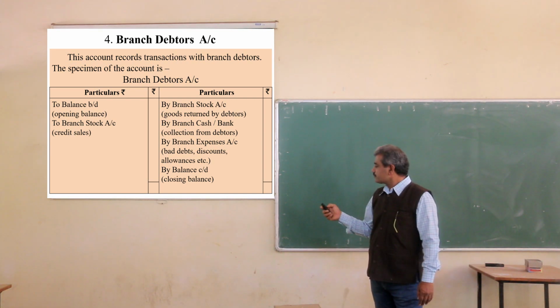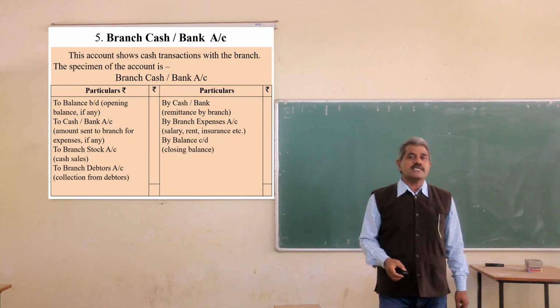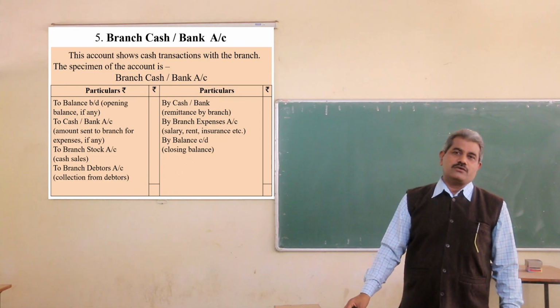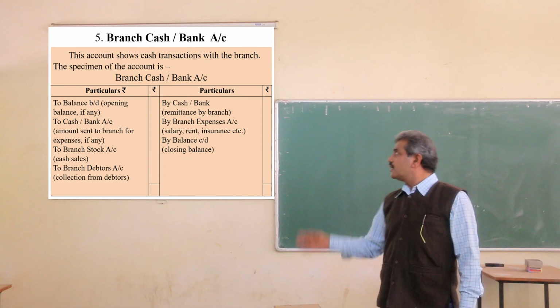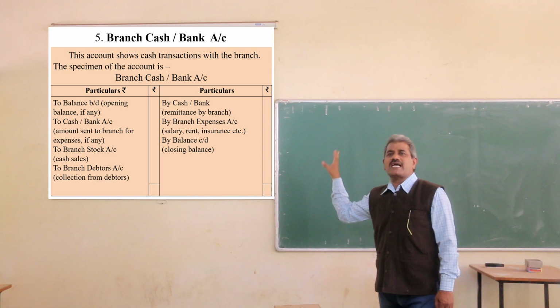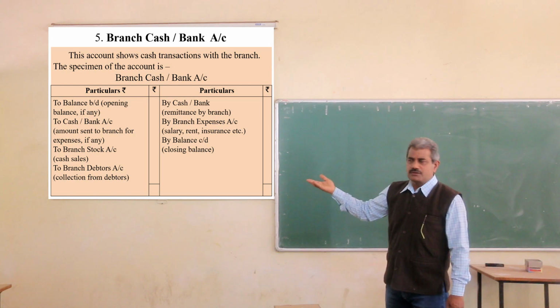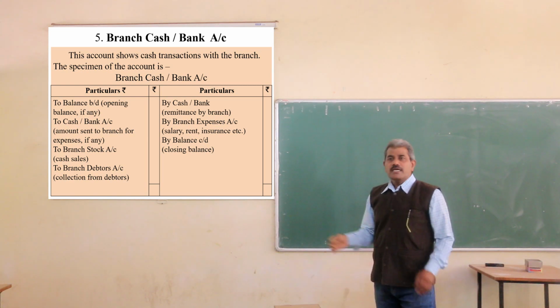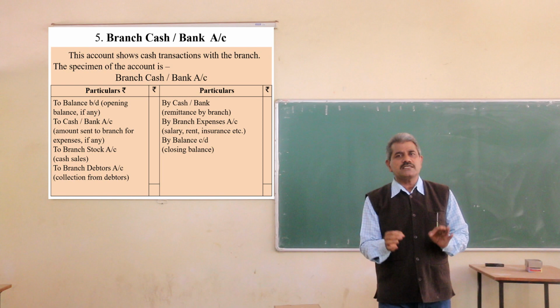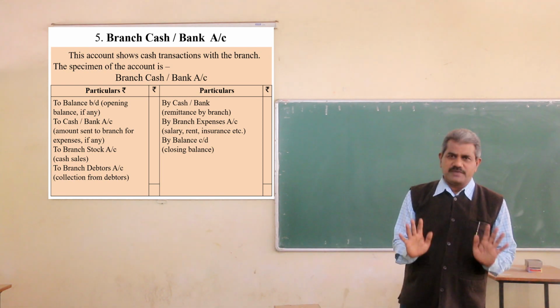Okay. Next is branch cash account or branch bank account. This account shows only the cash transactions with the branch or relating to the branch. Okay. Opening balance, if cash is sent to the branch for any purpose, generally for expenses.